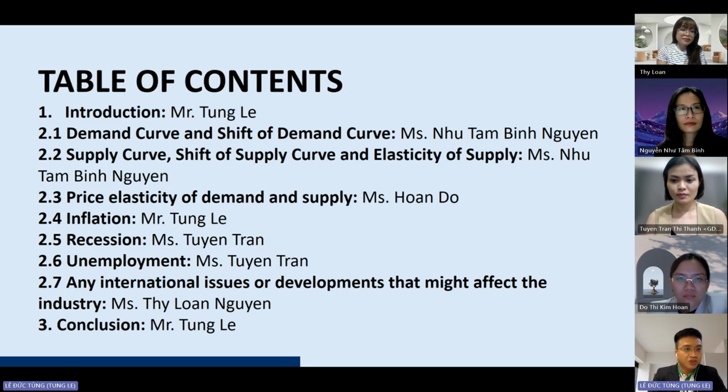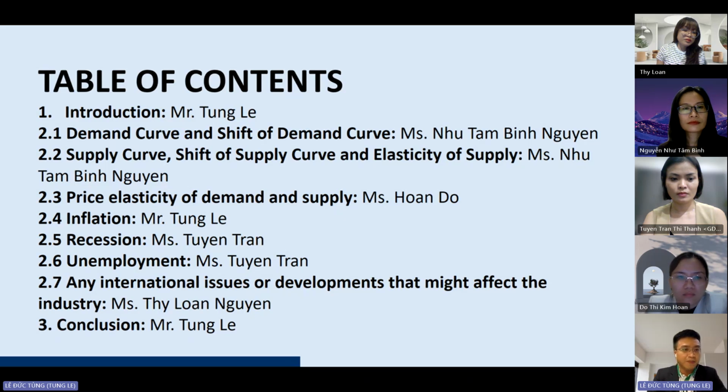For the next one, 2.1 is the demand curve and shift of demand curve, which will be presented by Miss Nhu Tam Binh Nguyen. And 2.2 is supply curve, shift of supply curve, and elasticity of supply, which is presented by Miss Nhu Tam Binh Nguyen. And 2.3 is price elasticity of demand and supply by Miss Hoan Do. And 2.4 is inflation, which is presented by me. And 2.5 is the recession part, which is presented by Miss Tuyen Tran.